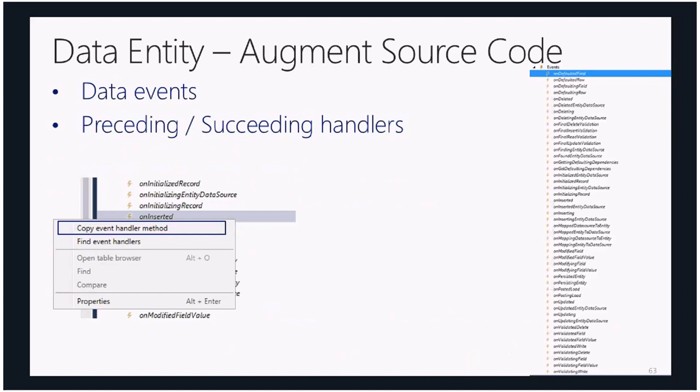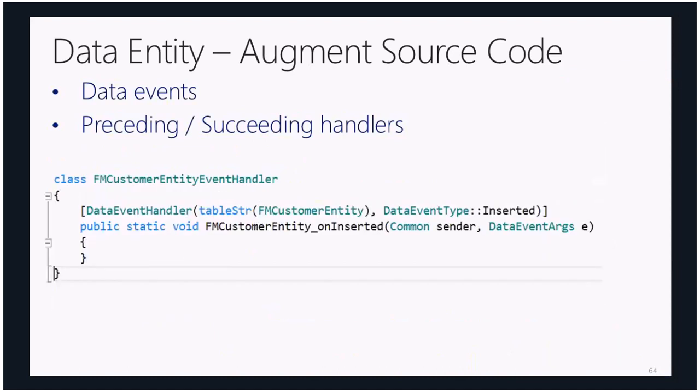Data entities provide a wide range of events, much like the underlying tables. Adding an event handler is the same process we looked at earlier. Simply copy the event handler method and paste it into an event handler class hosted in your extension package. Like the table events, these generally come in pairs, with the preceding event ending in "ing" and a succeeding event ending in "ed." This is an example of code that can run after the insert event. Note that the parameters to this method will follow the pattern we saw with table events. The first parameter is generally the table buffer, and the data event args can be cast to a more specific version to get additional details about the event.